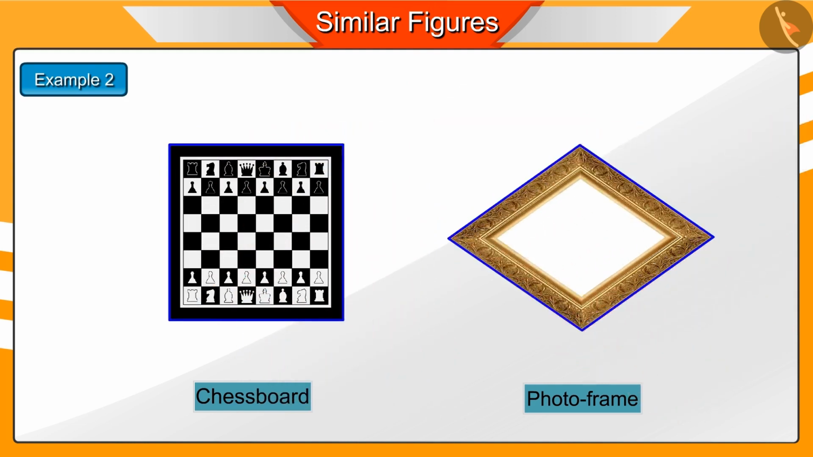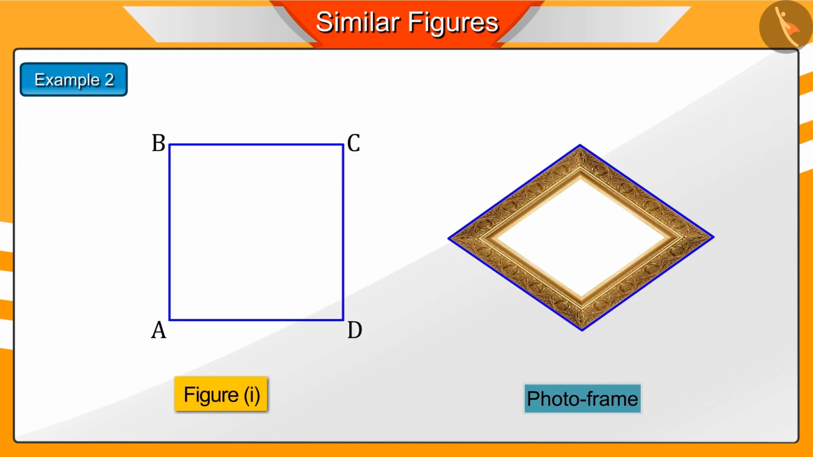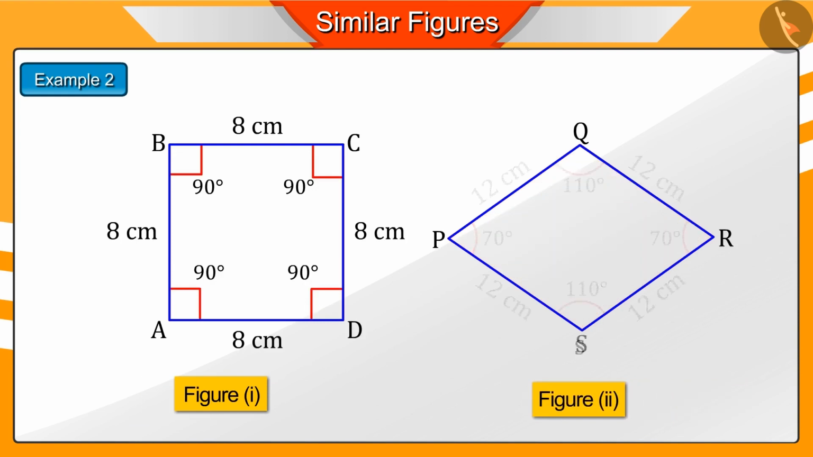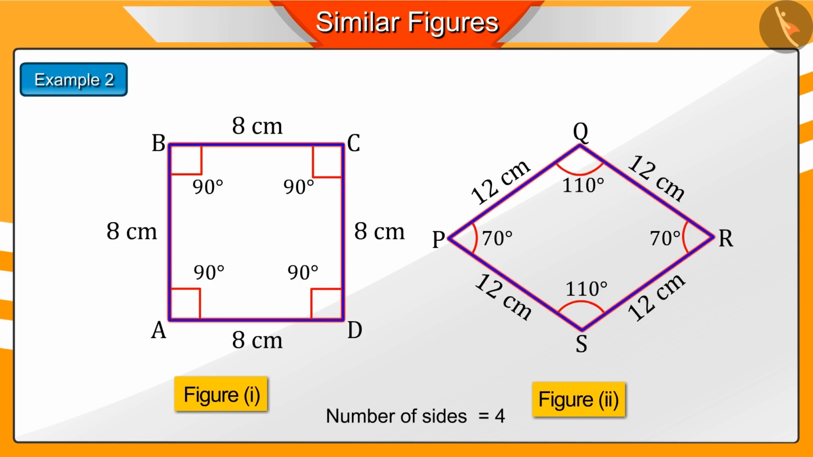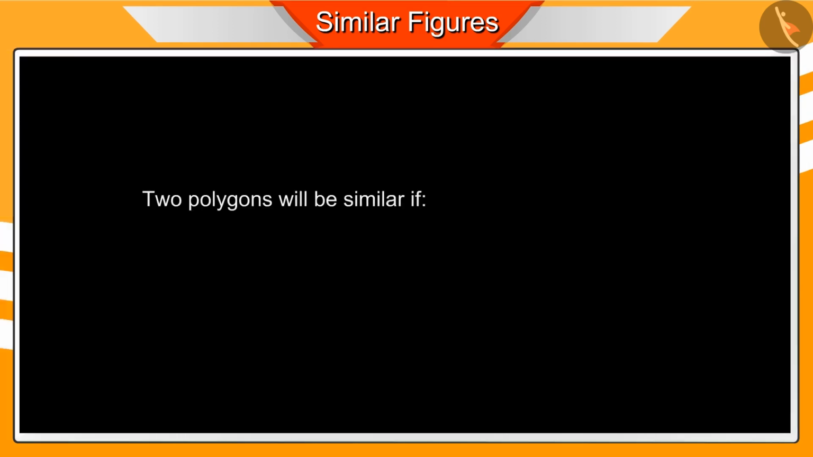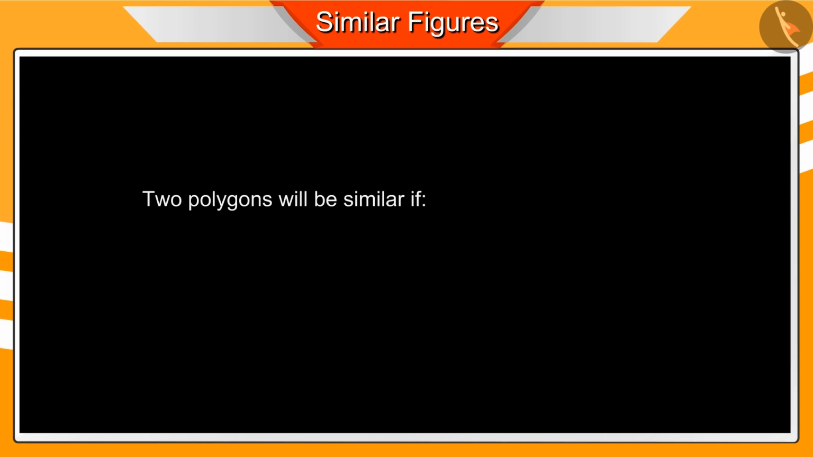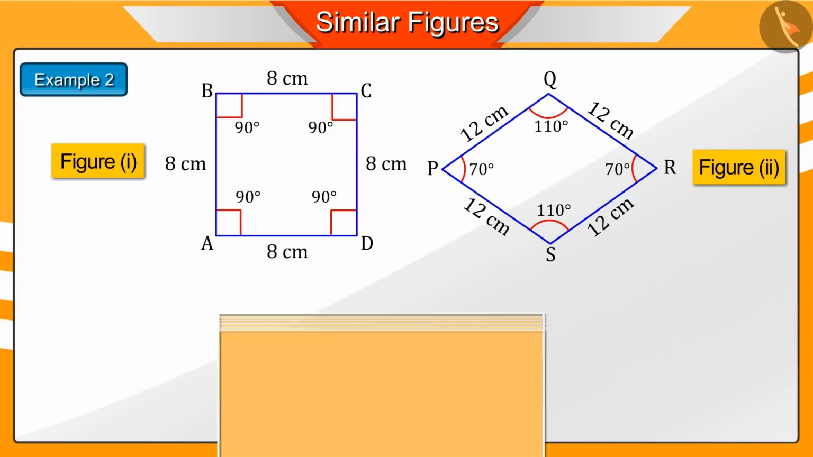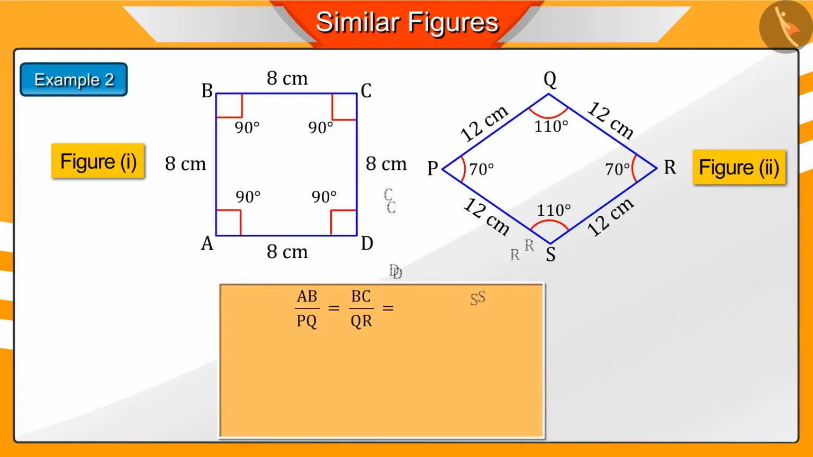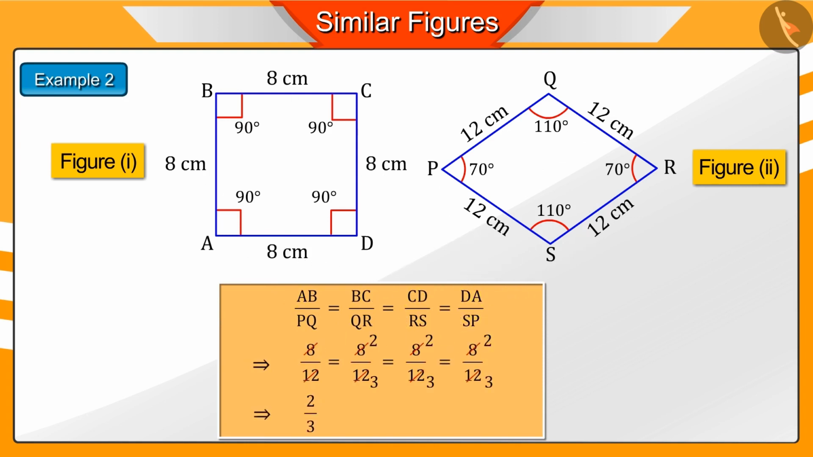Suppose we represent the chessboard as figure 1, ABCD, and represent the photo frame as figure 2, PQRS. We can see that the number of sides in both figures is the same. To know if any two figures are similar, we check the ratio of their corresponding sides and the corresponding angles. Ratio of the length of the corresponding sides of the two figures will be as follows. Which are equal.